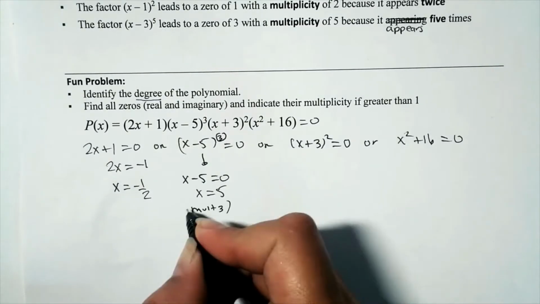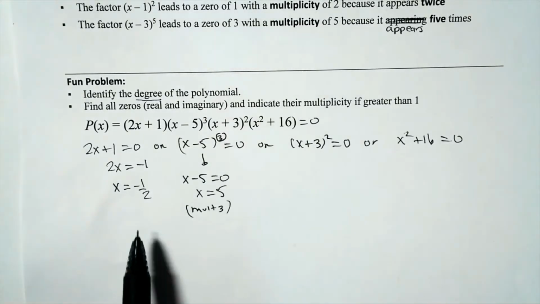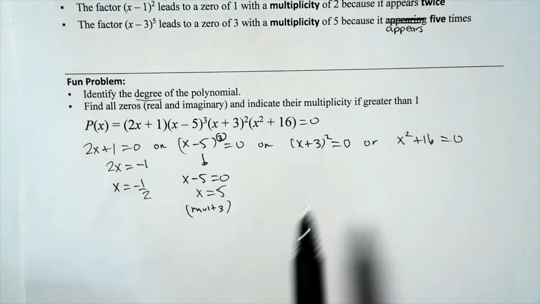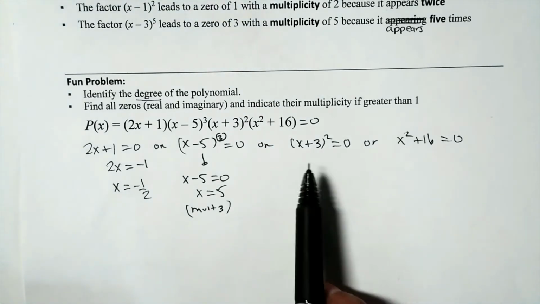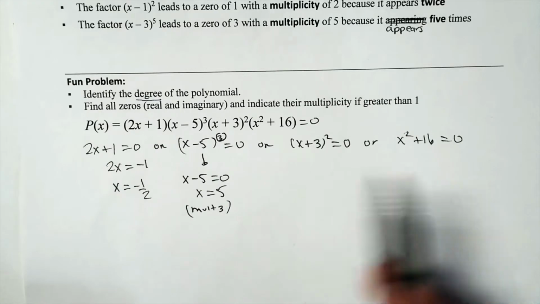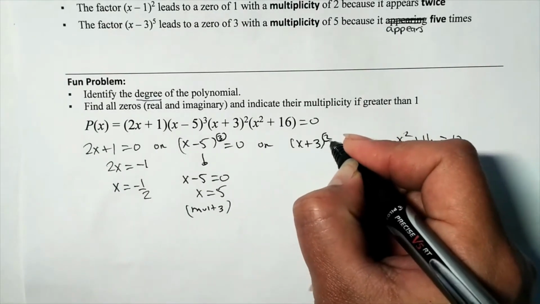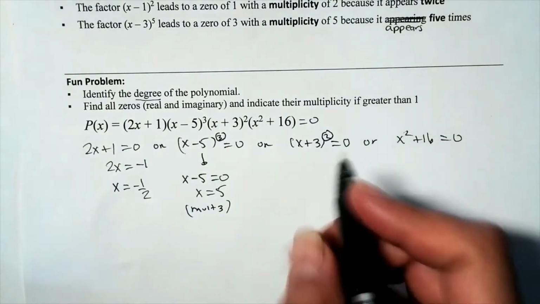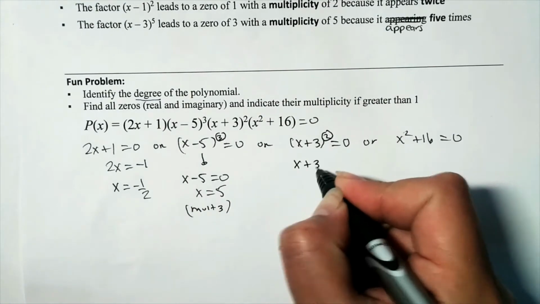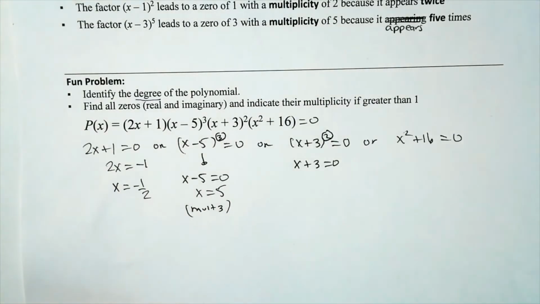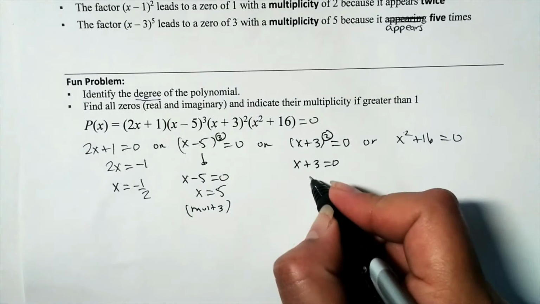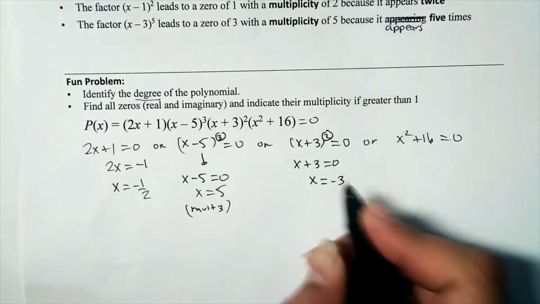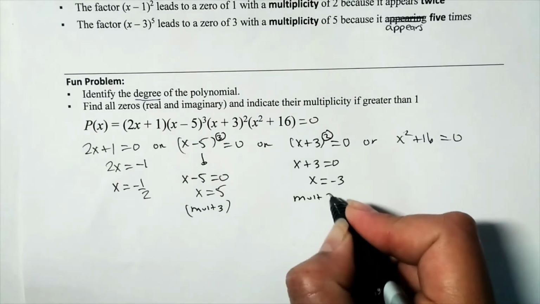So remember, we only give it a shout out if the multiplicity is higher than 1. If the next factor equals 0, let me go ahead and highlight that exponent so I can write down the base once. So that will lead to a 0 of -3 with the multiplicity of 2. Why? Because the exponent is 2.